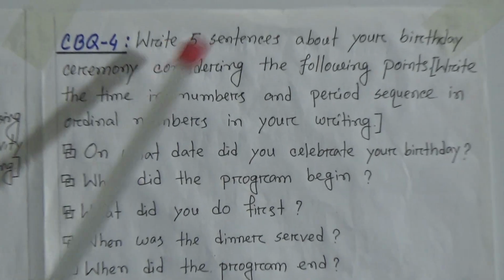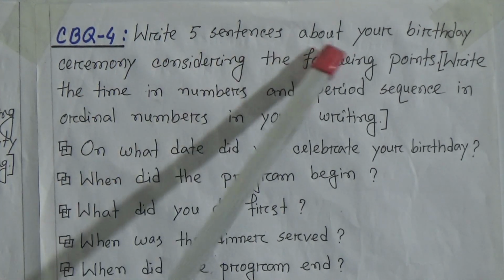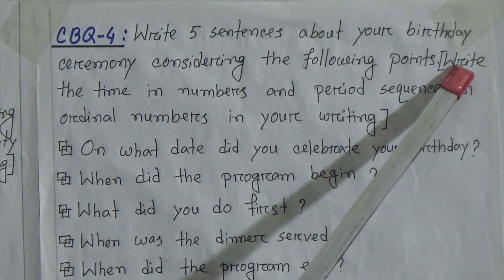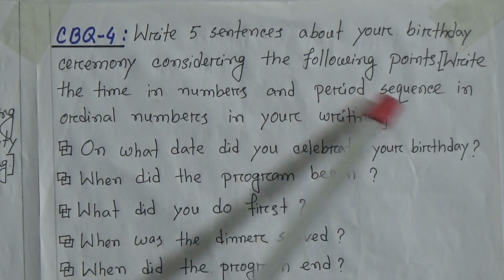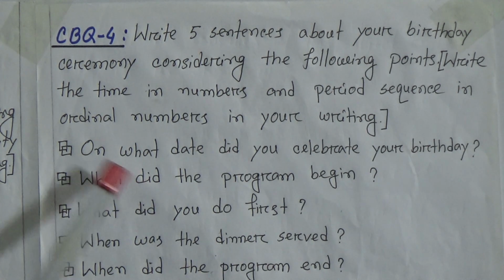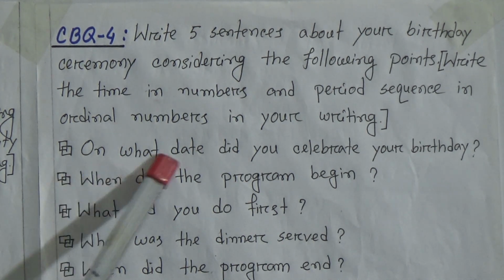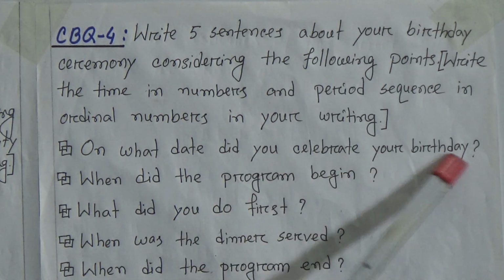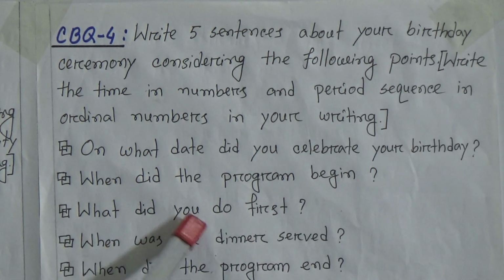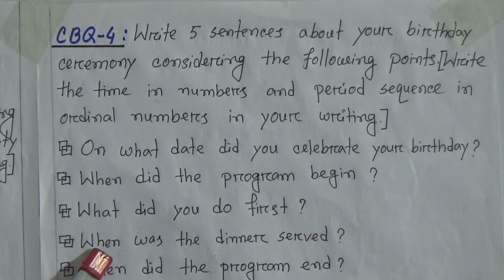Now we will see the points of CBQ number 4. Write 5 sentences about your birthday ceremony considering the following points. Write the time in numbers and period sequence in ordinal numbers in your writing. So now we will have the points. Number 1, on what date did you celebrate your birthday? When did the program begin? The third one is, what did you do first? Then, when was the dinner served? And the final point is, when did the program end?